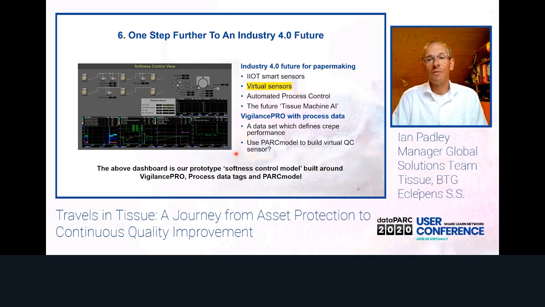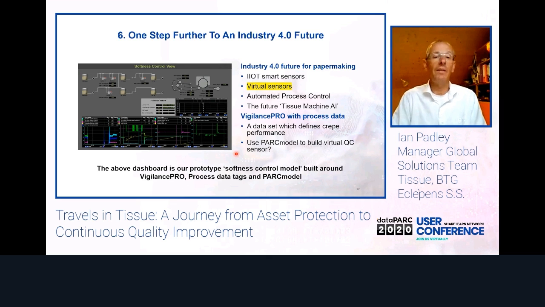But if we remind ourselves of some of the things that are happening in Industry 4.0 systems, we're talking about smart sensors, we're talking about virtual sensors, automated process control, maybe in the future, AI controlling a tissue making machine. What have we got with Vigilance Pro? A data set which defines Yankee performance, the heart of the tissue machine, where the quality of the final tissue is determined by the creping process. Perhaps we could use part model to build a virtual sensor for quality.